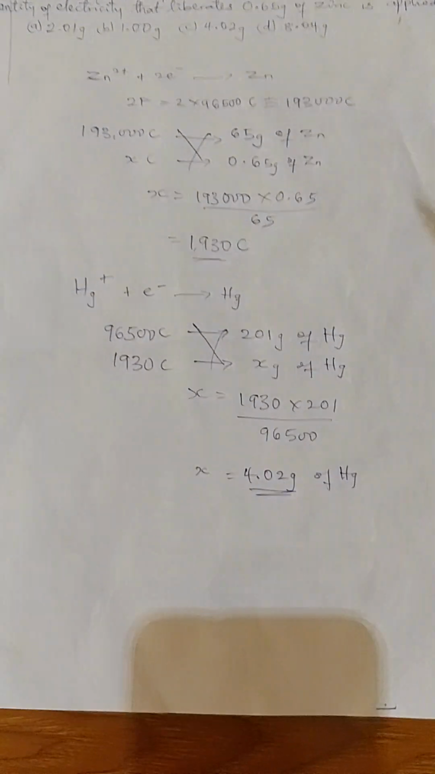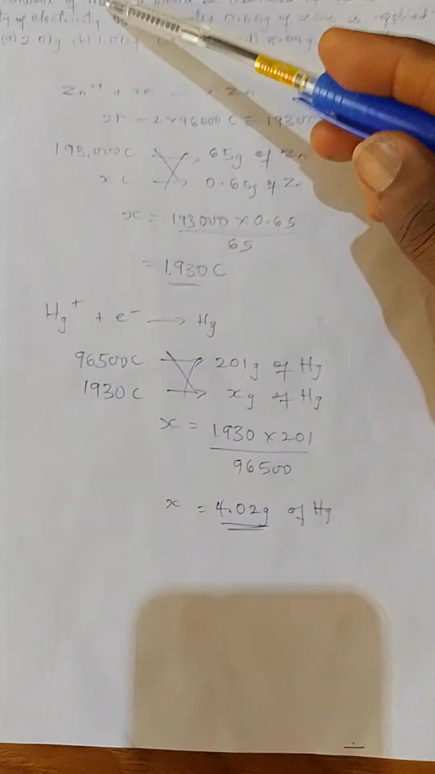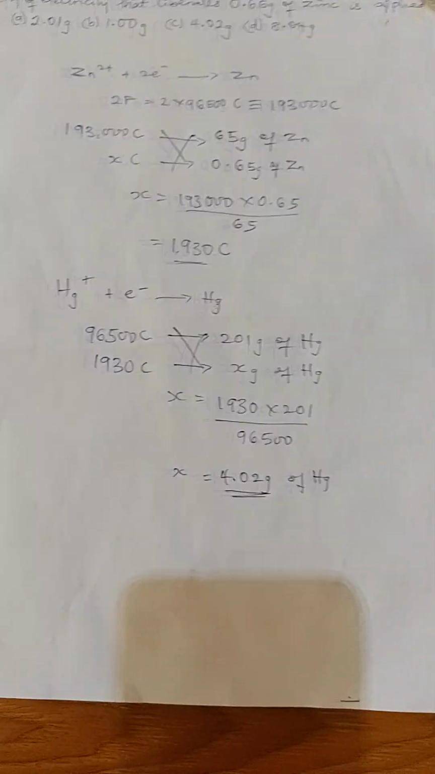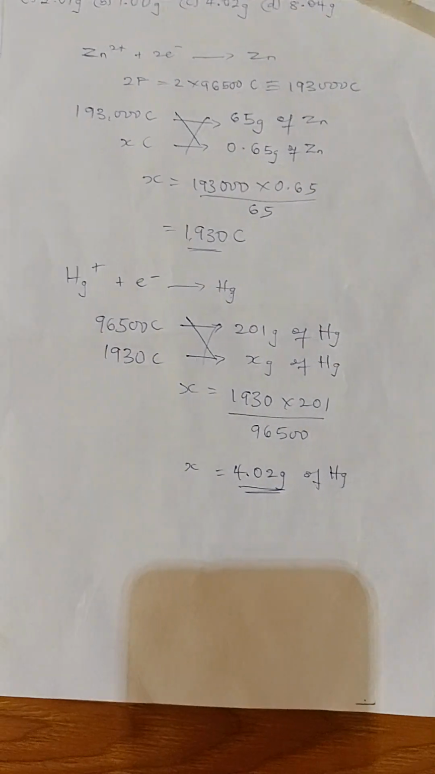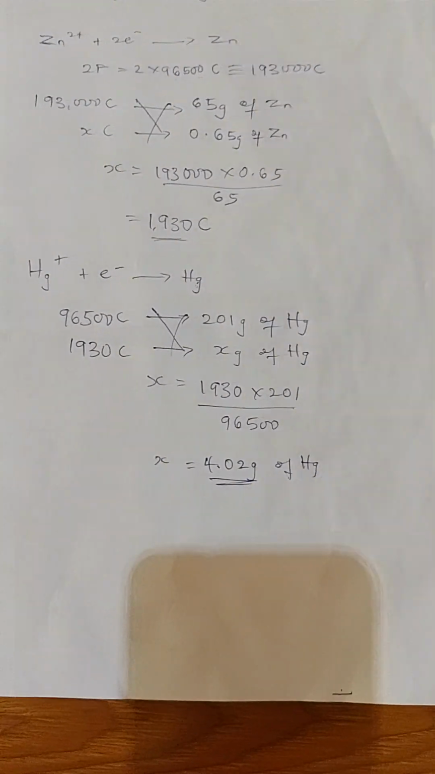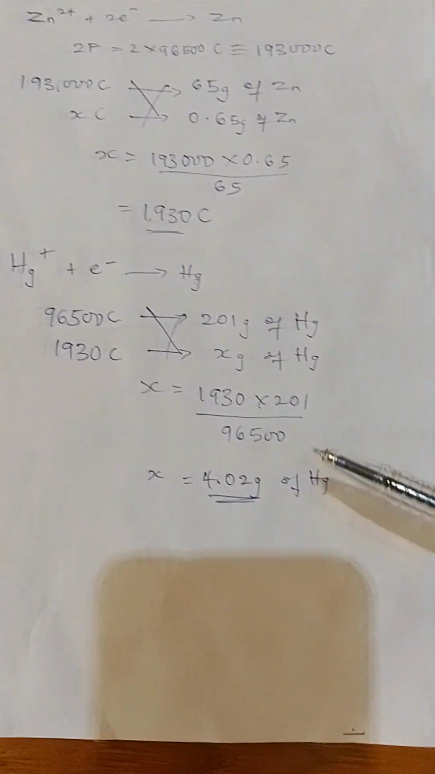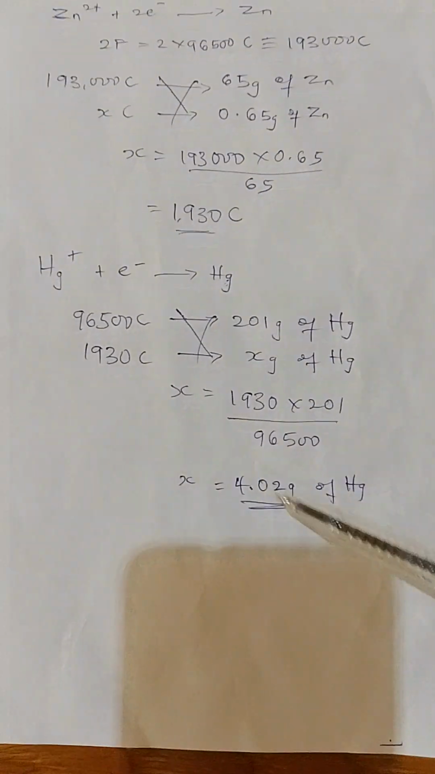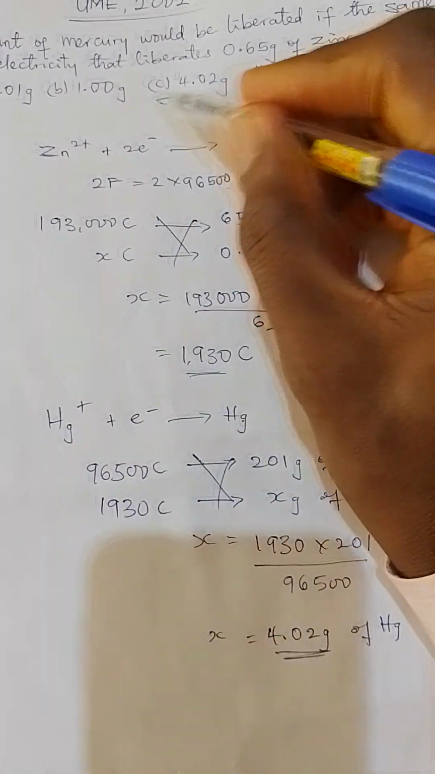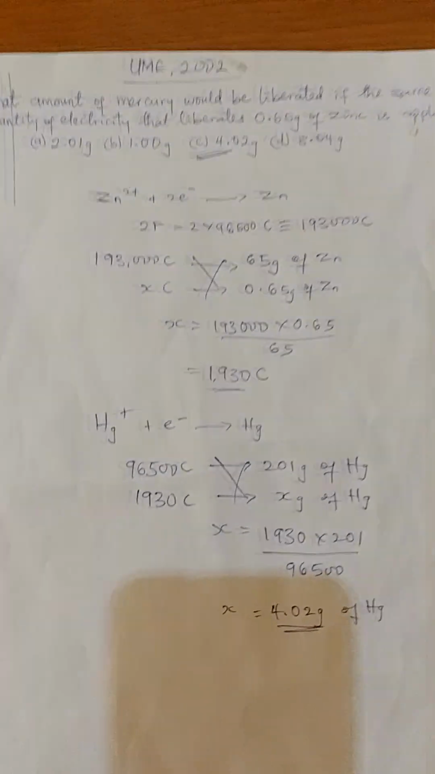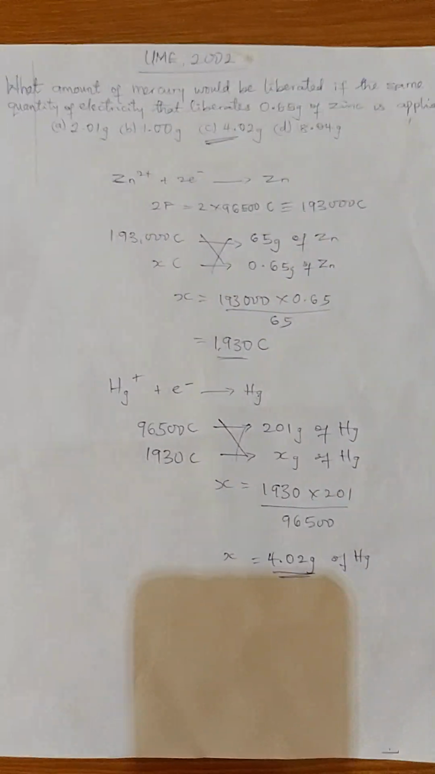So that means, according to the question asking what amount of mercury would be liberated if the same quantity of electricity that liberates 0.65 grams of zinc is applied, the mass of mercury liberated is 4.02, and in the options, that's option C. So C is the correct answer. That's how simple chemistry can be.